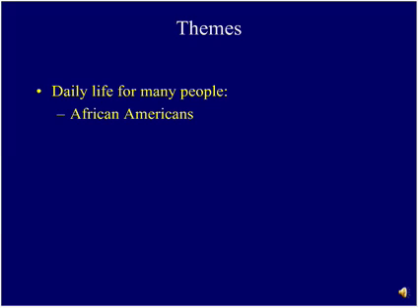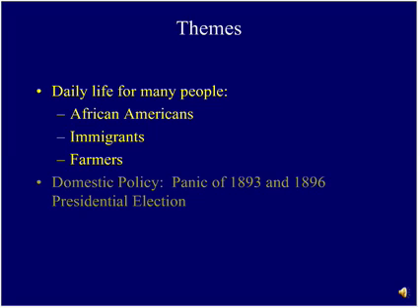There are a few themes to be addressed in this lecture. First, we'll investigate daily life for many people in the United States at the turn of the previous century. Life for African Americans, immigrants, and farmers are just a few of the groups to be discussed. Next, we'll look at domestic politics of the 1890s, eventually leading up to the presidential election of 1896. Finally, foreign policy will be addressed as we explore the Spanish-American War.